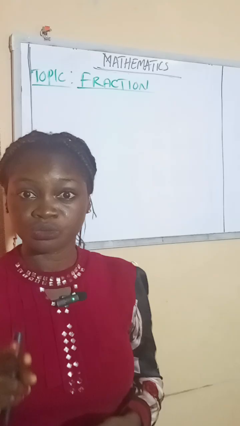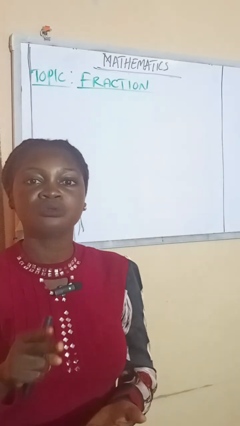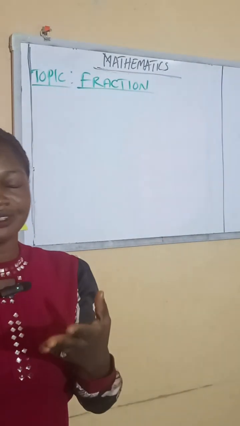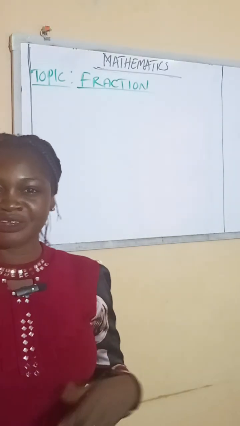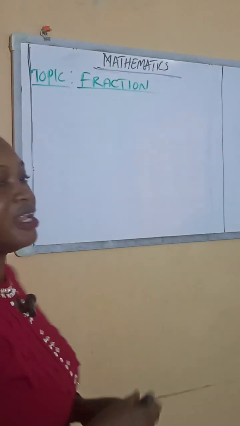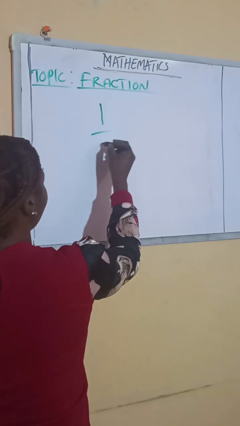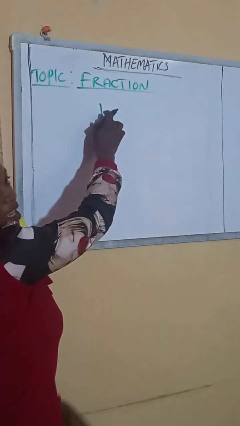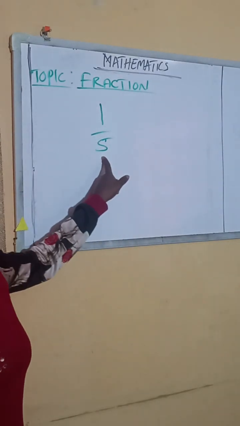If you pick 2 out of the 5 parts, it becomes what? 2/5. I've mentioned numerator and denominator. Now you might be wondering, what is a numerator? A denominator? Let's assume we have 1/5 on the board. 1/5. The one here becomes the numerator, and the 5 is the denominator.